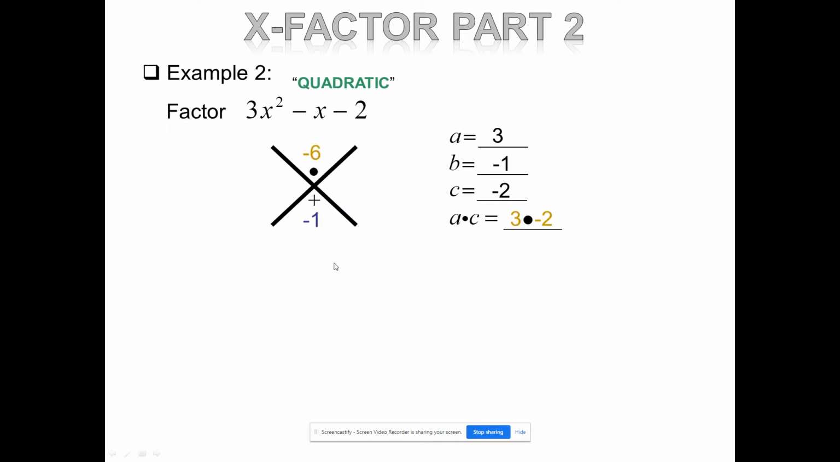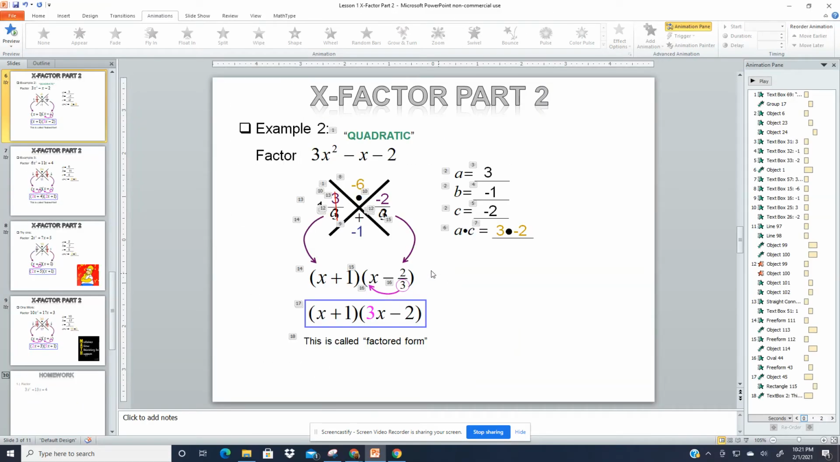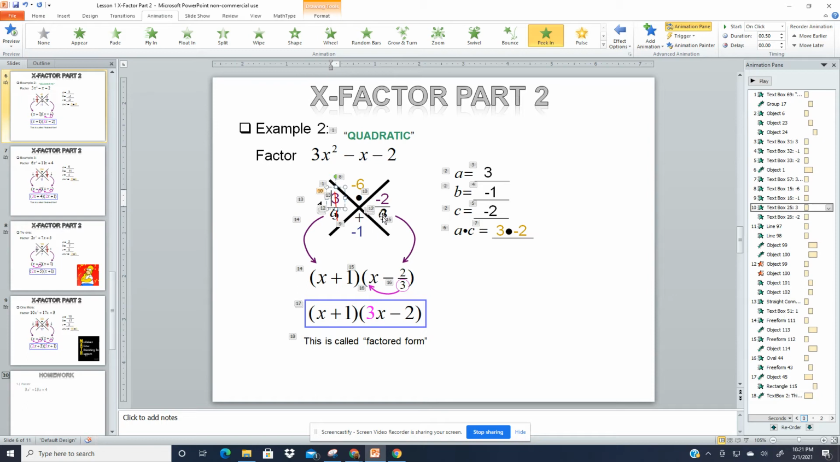B is negative 1, and I need two numbers that multiply to this and add to this. So I know 3 minus 2 is 1, but if I make it negative 3 with a positive 2, that would give me negative 1. So those numbers that we have aren't right, because we want it to be negative 1. So let me fix that really quick.